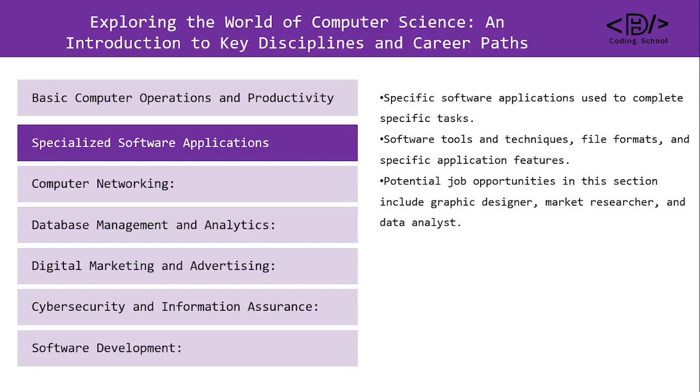Okay, so if you are an accountant, you would want to look at things like QuickBooks. You would want to look at things like SPSS for data analysis. There are so many different software in different fields. So you can go ahead and learn one of those software in a specific field, and you still have a lot of potential job opportunities in this field. Someone can become a graphic designer, a market researcher, a data analyst, and so many others that you can do with those specialized software applications.